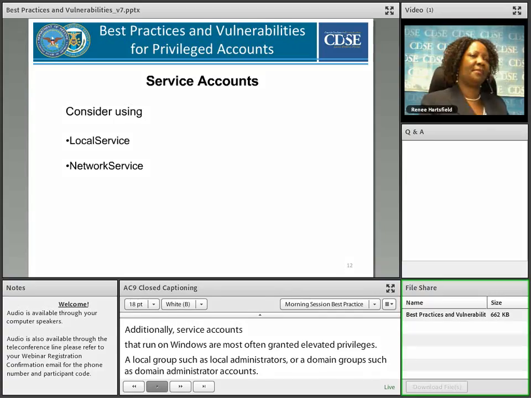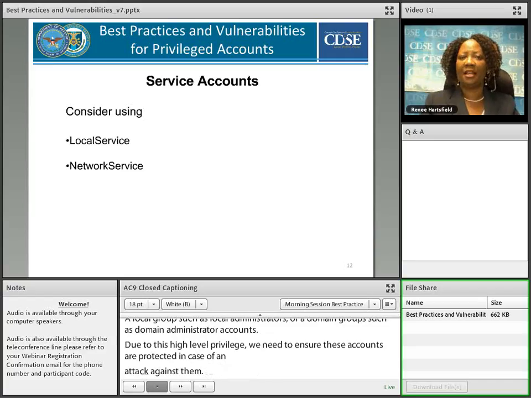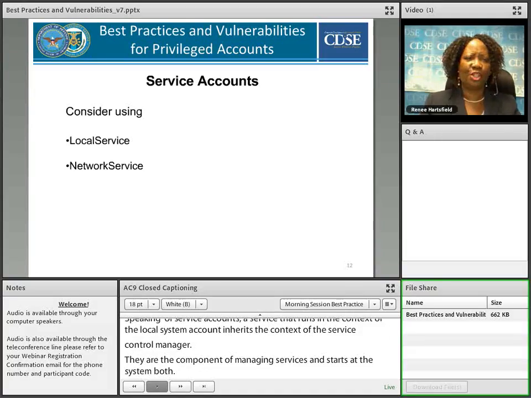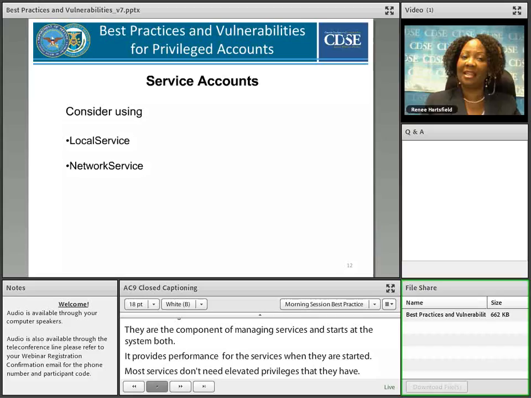Speaking of service accounts, a service that runs in the context of the local system account inherits the security context of the Service Control Manager, or SCM. The SCM is a component of Windows that manages services and is started at system boot. It provides an interface and performs tasks for the services when they are started. Most of the services don't need the elevated privileges that they have. If the service does not need these privileges and is not an interactive service, consider using local service or network service. Both are predefined local accounts used by the SCM, and they both have minimal privileges on the local computer.